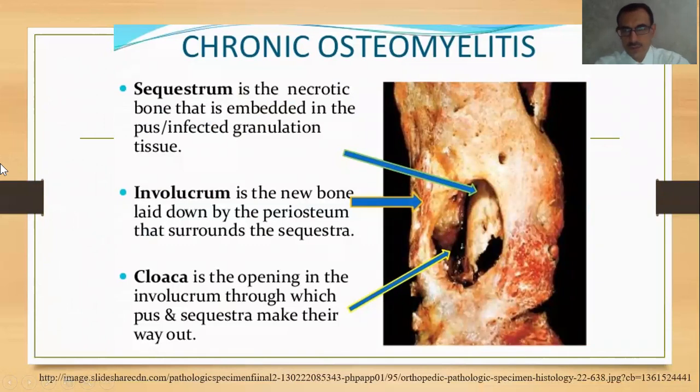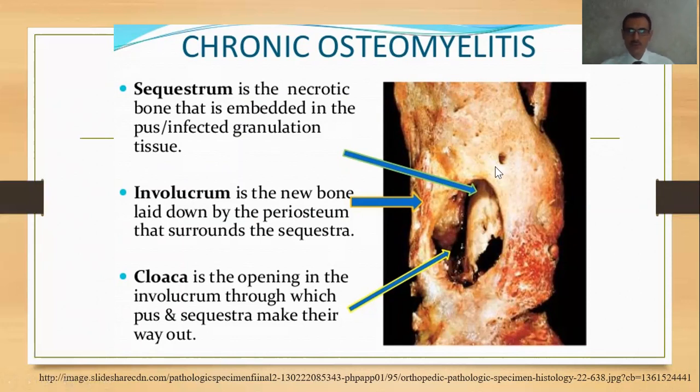The fourth type of necrosis is the sequestrum. Sequestrum is the necrotic bone that is embedded in the pus or infected granulation tissue, mainly found in chronic osteomyelitis. And here you see the involucrum, this is the new bone laid down by the periosteum that surrounds the sequestra. And here you see the opening, the cloaca. The cloaca is the opening in the involucrum through which pus and sequestra make their way out.